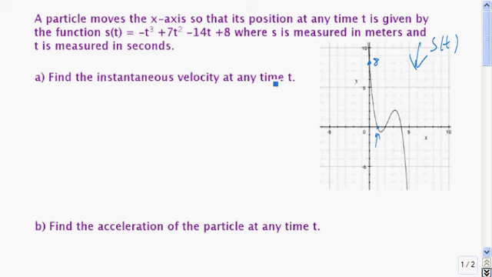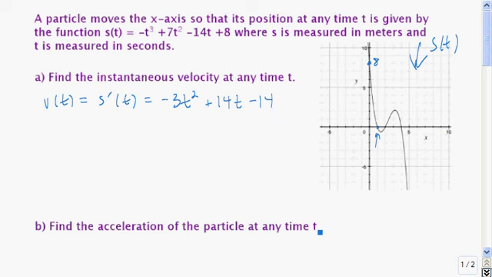Okay, finding the instantaneous velocity at any time t. Well, we know that the instantaneous velocity is equal to the first derivative of the position function. So that's equal to negative 3t squared plus 14t minus 14, and the derivative of 8 is 0. So the instantaneous velocity at any time t is negative 3t squared plus 14t minus 14.